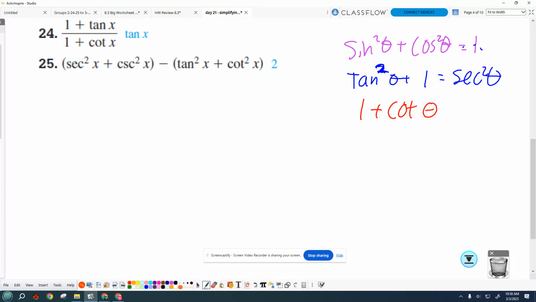Co-squared. Thank you. And then 1 over sine squared is cosecant squared. Okay, so you kind of need to know those.